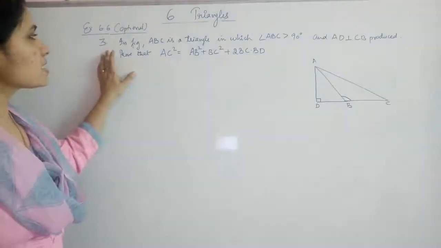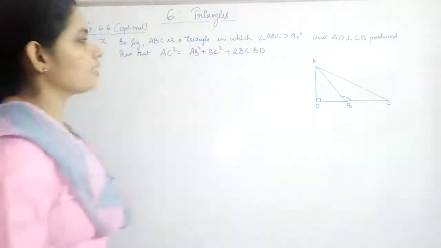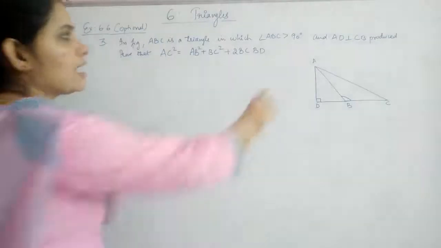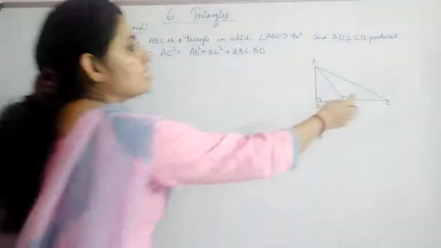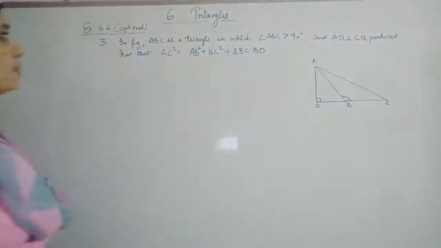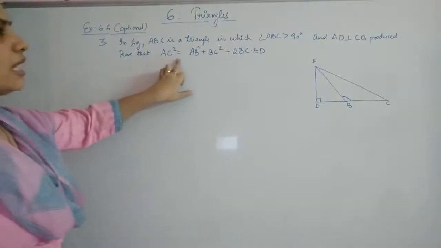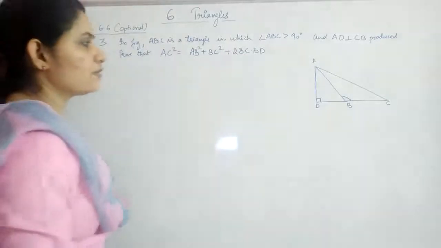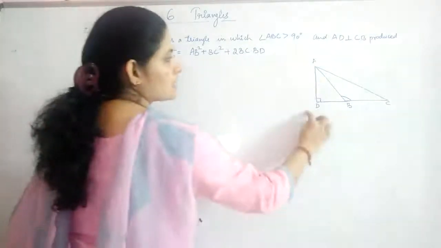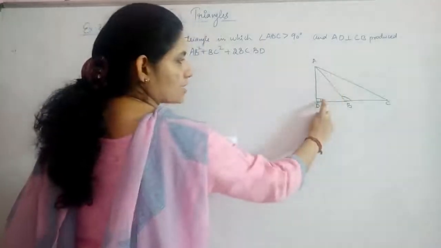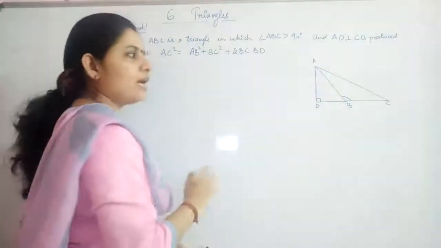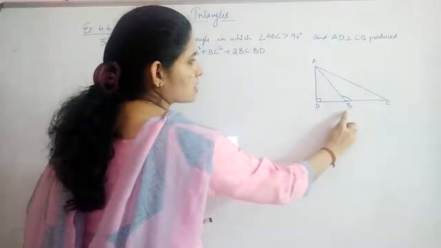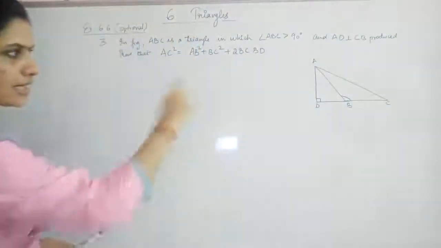Question number 3 is, in figure, ABC is a triangle in which angle ABC is greater than 90 and AD is perpendicular to CB produced. Prove that AC square is equal to AB square plus BC square plus 2BC into BD. So for this, first we will consider the triangle ADC, which is a right angled triangle, and apply the Pythagoras theorem. And in between, in order to reach the result, we need to apply Pythagoras theorem for this triangle also, which is again a right angled triangle.